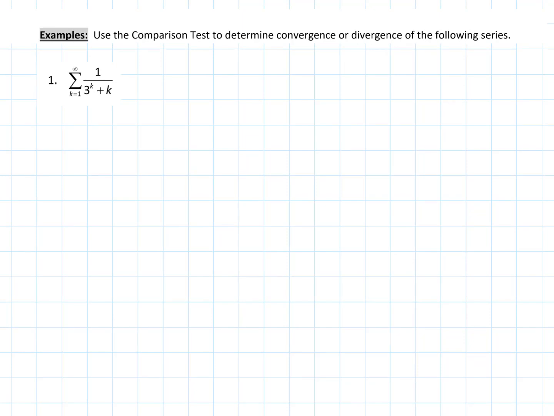So let's start with this one. This is the series from k equals 1 to infinity of 1 over 3 to the k plus k. When I'm looking at this one, I'm thinking to myself, I've got to figure out what I am going to compare to. So the question has to come up, what should we compare this series to?